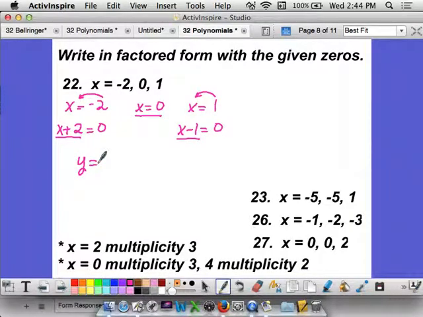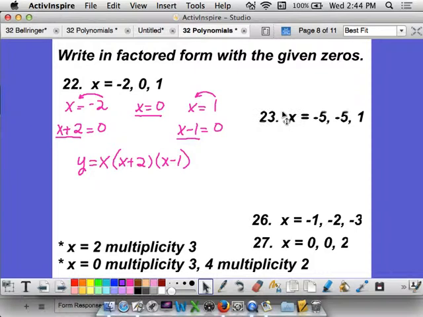Y equals, if you have x by itself, it's just customary to write that up front, as if it was just a monomial, and then your binomials. Then I have x plus 2 and x minus 1. It doesn't really matter the order that you write those in because multiplication is commutative, but it's just nice and easy to write it from left to right, but do try to write your monomial first.